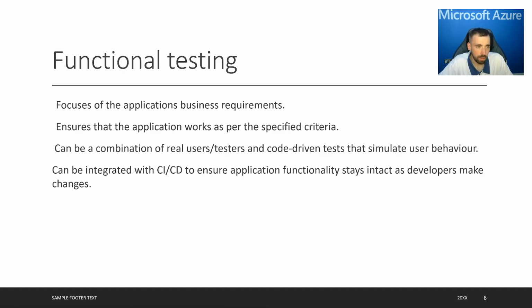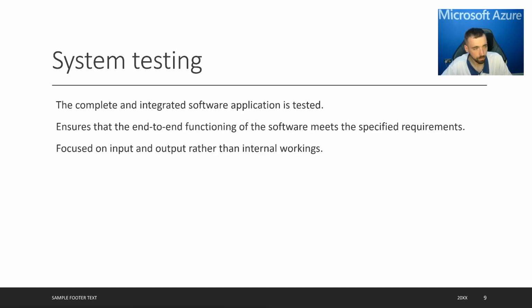And then this can be integrated with CI/CD tooling as well to ensure application functionality stays intact as developers make changes. So the next type of test is system testing, and this is where the complete and integrated software application is tested. It ensures that the end-to-end functioning of the software meets the specified requirements and is focused on input and output rather than the internal workings of the application.